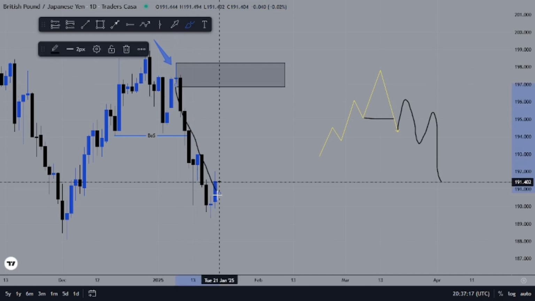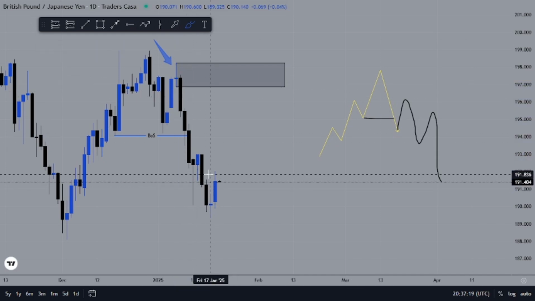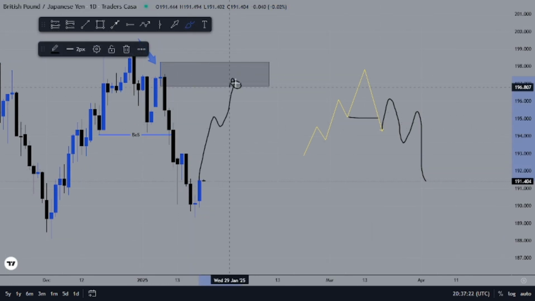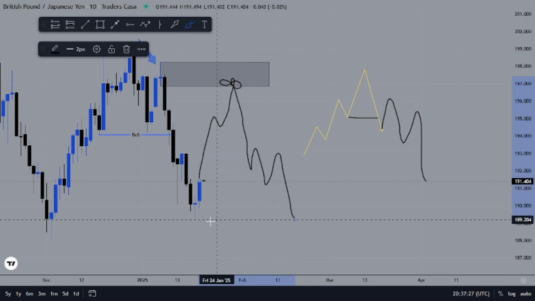that does not actually mean that we should be taking sales calls. There's a chance that price will come all the way up here, come and fill the supply zone, and come and trade all the way downwards and continue with sales.